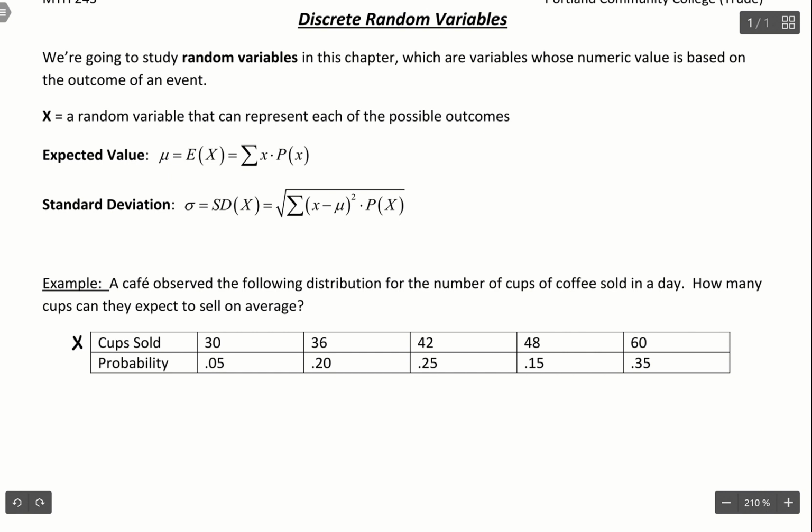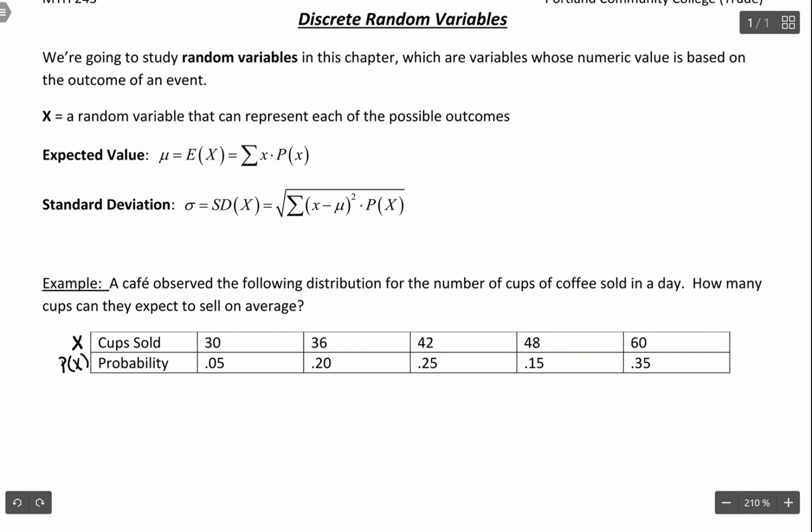And then for each case, we have a probability associated with it. So that's our probability of X down there. The idea is that they saw 30 cups of coffee sold in a day, and that happened 5% of the time. And 36 happened 20% of the time. 42 happened 25% of the time, and so on and so forth. So where we have these possible outcomes, we also have these probabilities, so that we can say, okay, we saw 30 cups of coffee in a day, but that only happened a few times, just 5% of the time. And where we had 60 cups of coffee sold, that actually happens a fair amount, 35% of the time. So we end up with this distribution, this idea of likelihood of these values. It isn't equal likelihood for these.